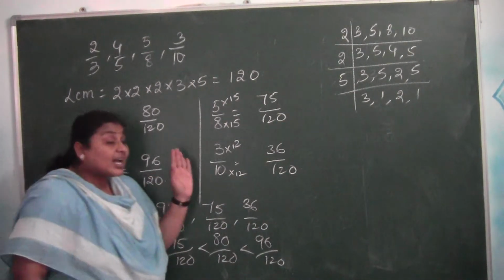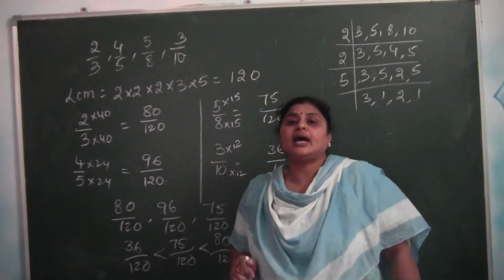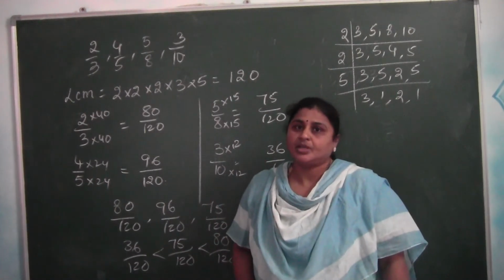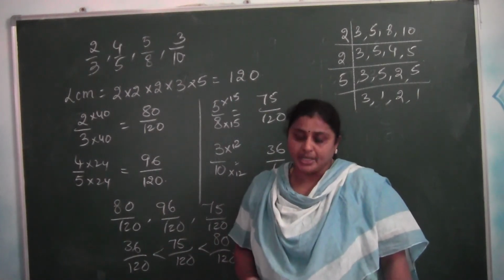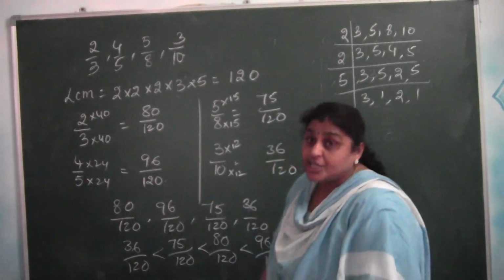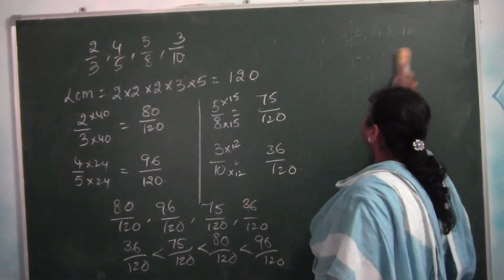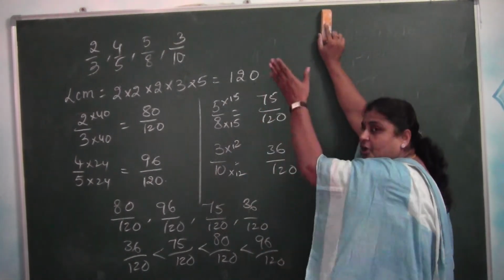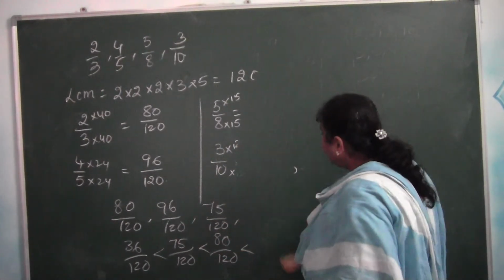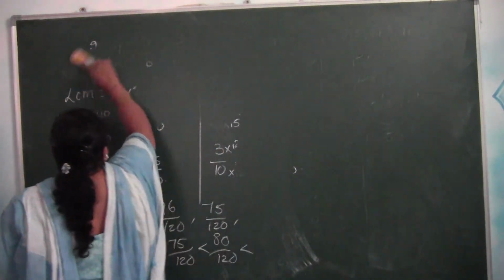So this is comparison of unlike fractions. Got it children? Hope you understood. Now let us move on to addition and subtraction of fractions. For addition and subtraction of fractions also, you follow this same procedure. Now let us take a few examples and we will learn how.